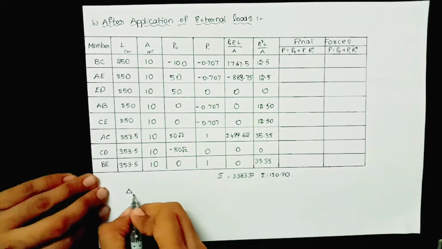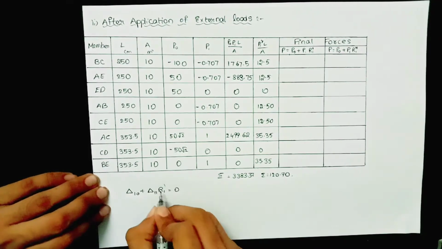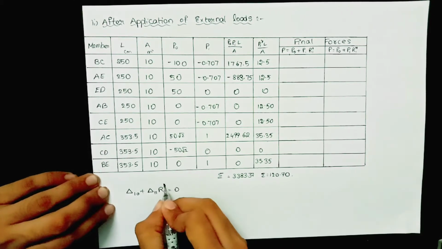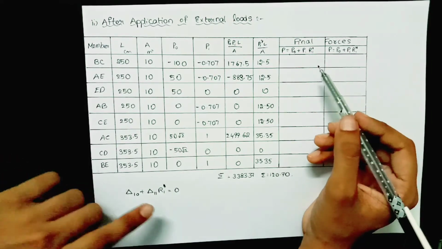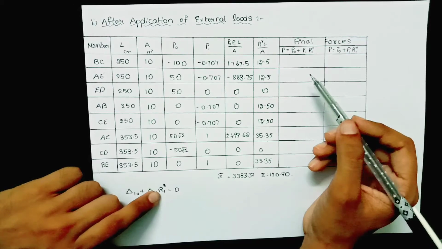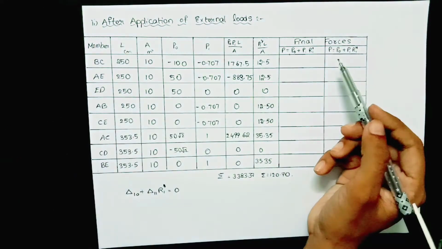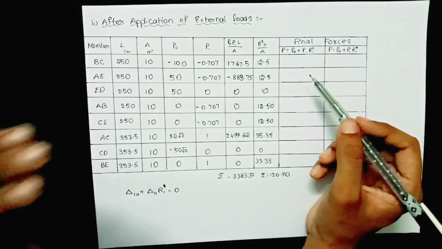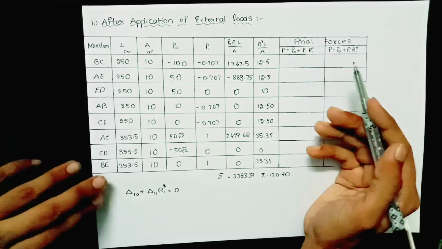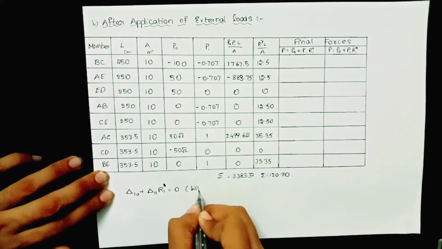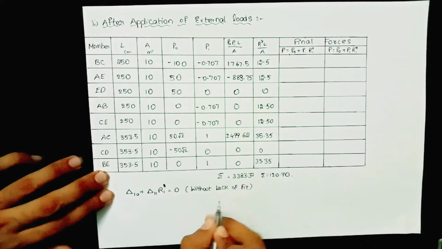So delta 10 plus delta 11 into r1 dash equal to 0. So here r1 dash means, without lack of fit I am calculating the value of r1. So whatever the value I have obtained as r1, I will place in this formula. Then the forces thus obtained are due to the external loads but not due to the lack of fit. So I am analyzing the truss without lack of fit and with lack of fit separately. Okay, so this is without lack of fit. I am not considering lack of fit. There is no lack of fit.